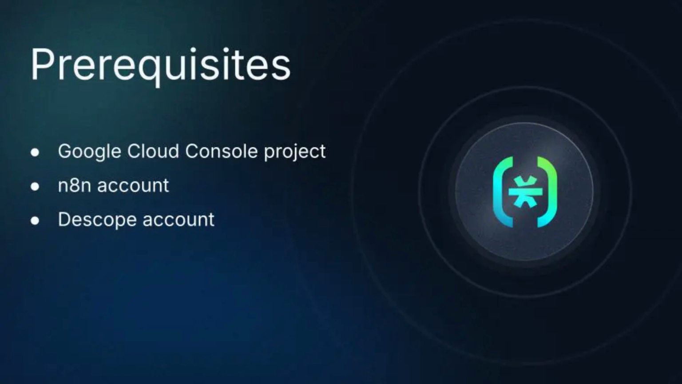Before we get into it, here are the prerequisites that you will need. One is a Google Cloud Console project where you can access a service account JSON file, an n8n account, and a Descope account, which is free to sign up for at descope.com.